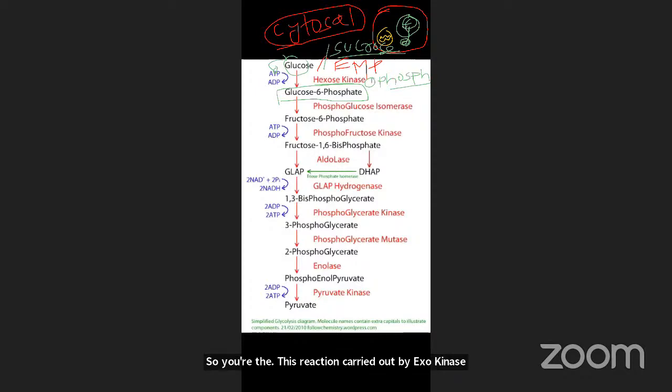Now the second reaction, isomerization. The enzyme involved is phosphoglucose isomerase. Isomerase brings only an internal change of the atoms. Glucose 6-phosphate is converted into fructose 6-phosphate.